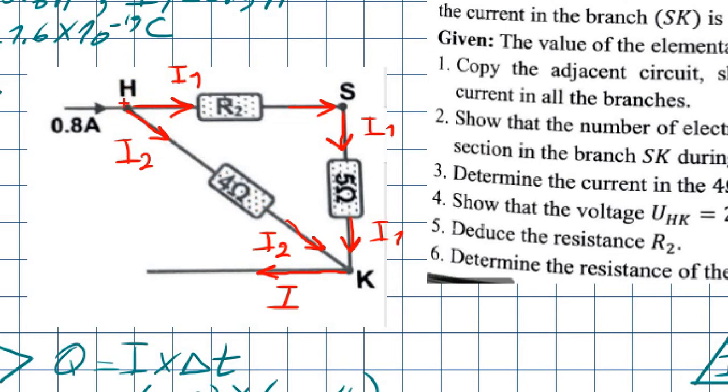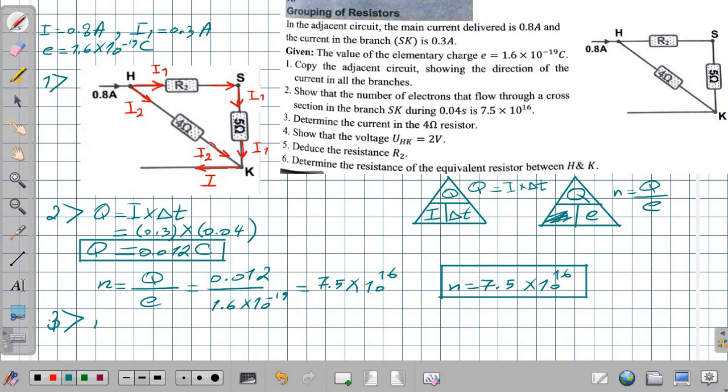We can use the junction rule in this case to find the current I2, because at H we have 3 currents. The main current is in and the 2 other currents are out from the junction. There is one current entering the junction, which is point H, and 2 currents leaving the junction, so we can apply the junction rule.